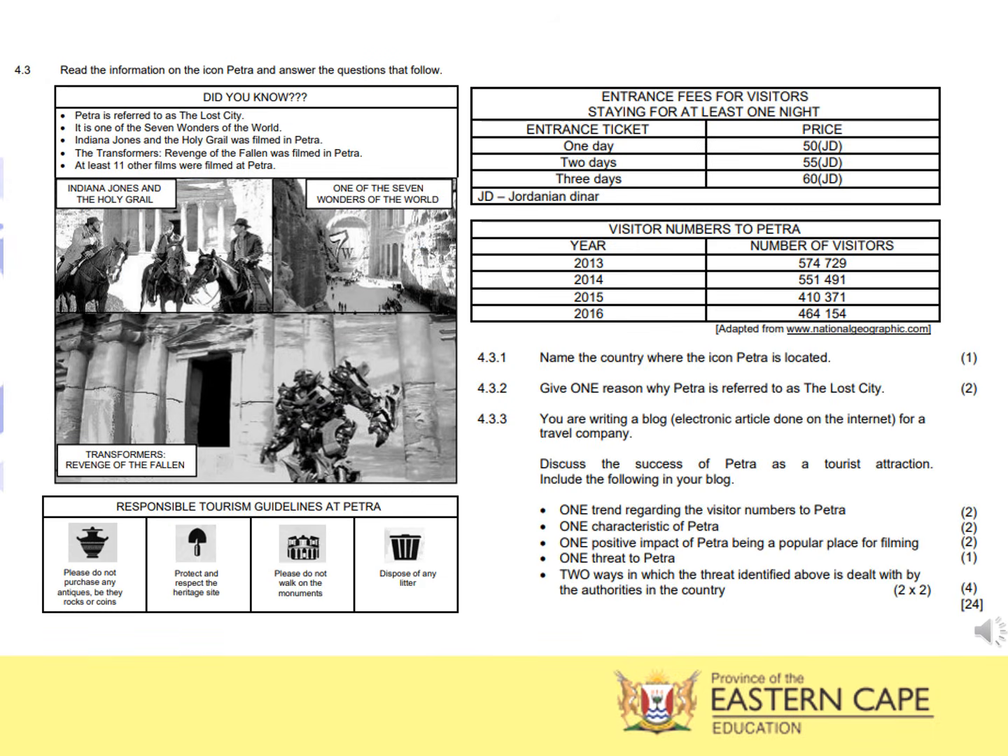This is an example from a past paper focusing on only one icon, Petra. Take note of the use of scaffolding, whereby the questions start with recalling knowledge to discussing, which requires critical thinking and problem solving. At 4.3.3, learners were asked to write a blog about the success of this tourist attraction. Remember to write full sentences and answer what the question asks.